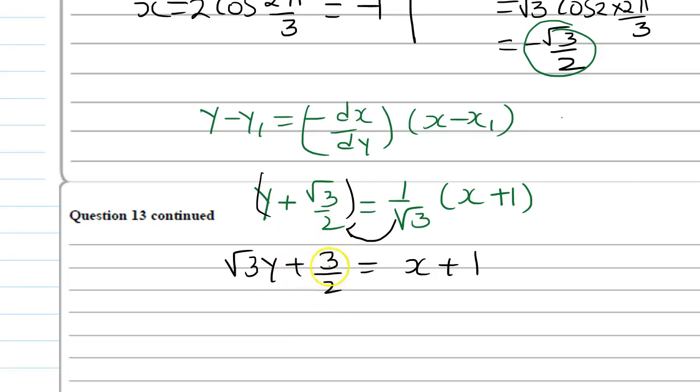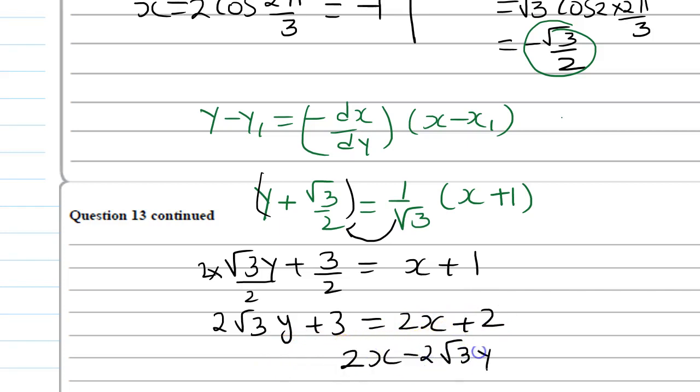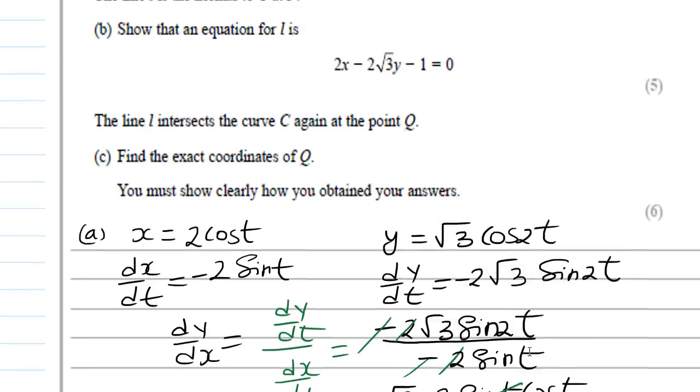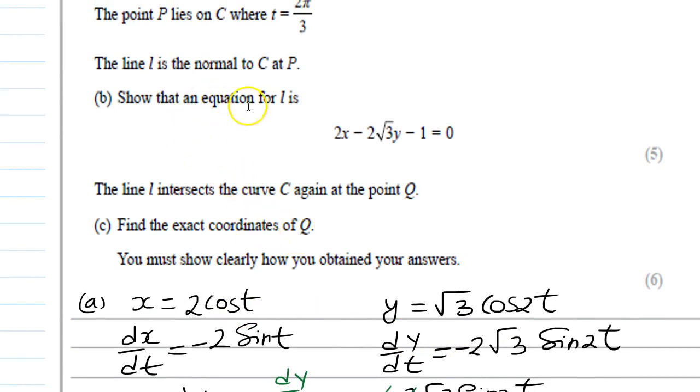Now if you simplify this, let's times by 2 here and times by 2 here. So it will be 2 root 3 y plus 3, and this 2 you can multiply that side, it will be 2x plus 2. So let's simplify. It will be 2x minus 2 root 3y, and 3 is coming this side, so it will be minus 1 equal to 0. This is the equation they said to show. So we have shown this equation, 2x minus 2 root 3y minus 1 equal to 0.